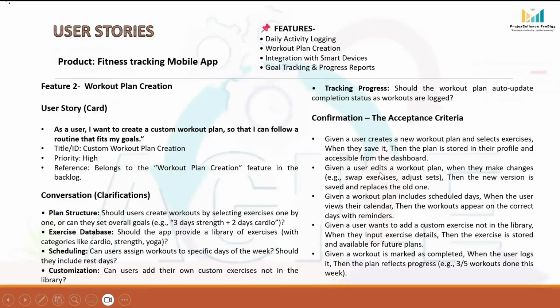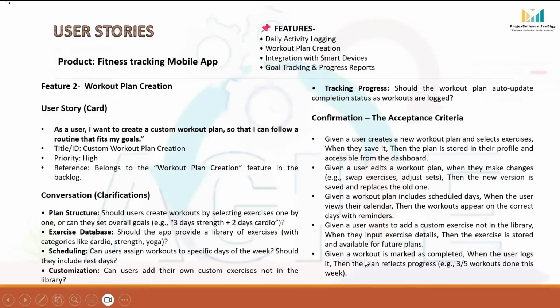The next criteria is: given a user edits a workout plan, when they make changes, then the new version is saved and replaces the old one. Another acceptance criteria: given the plan includes specific workout days, when the user checks their calendar, then the workout should appear on the right days along with reminders. Next, given a user wants to add a custom exercise which is not in the app's library, when they type in the details, then the exercise should be saved and available for use in future plans.